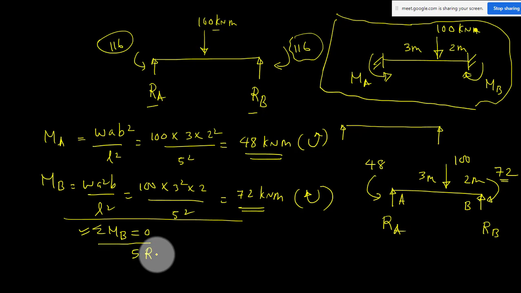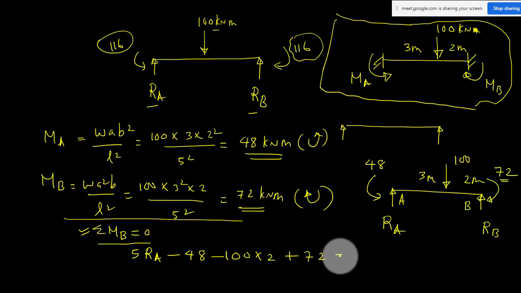So now we can write the equilibrium equations. 5 into RA, clockwise moment positive, this 48 is anti-clockwise so negative, minus 100 into 2 negative, and this 72 clockwise, plus 72, equal to 0. So you can solve it, you will get the value of RA.